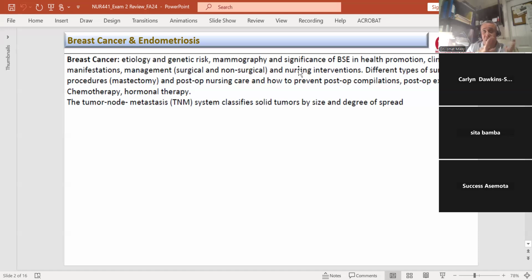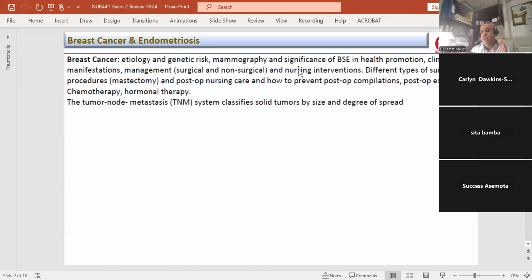Tamoxifen: women on tamoxifen commonly complain of hot flashes and changes in visual acuity as the two main side effects of this drug. So changes in visual acuity and hot flashes for tamoxifen, cardiac effects with Herceptin.